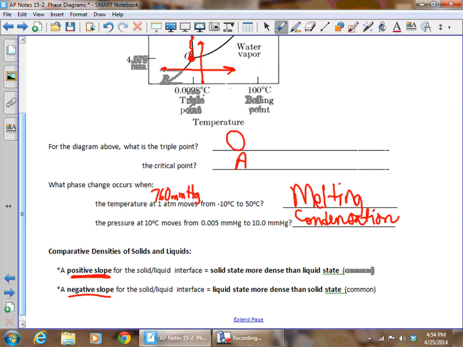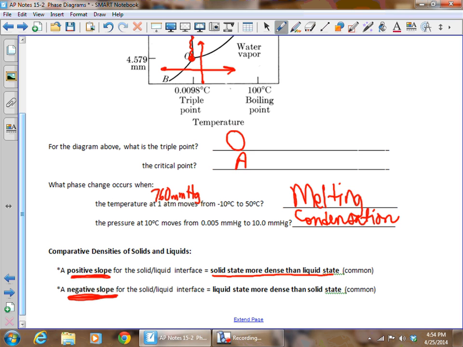So this is going to be an example for water down here. And look at what that tells us. A positive slope is going to mean that the solid is more dense than the liquid, and it's actually going to sink in the liquid, which is the most common. But we have no problem with our ice cubes, our solid ice floating on top of our water. We're used to seeing that, and we don't really realize how very odd and strange that is.